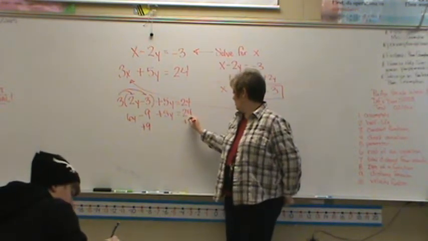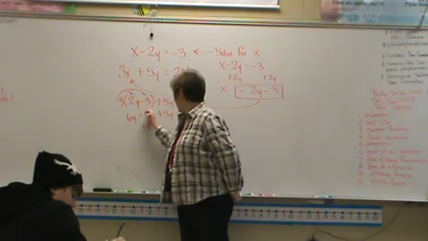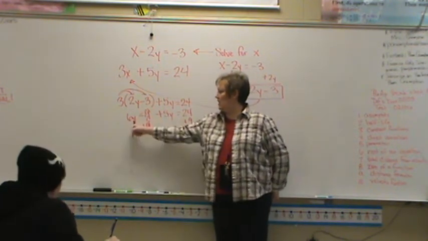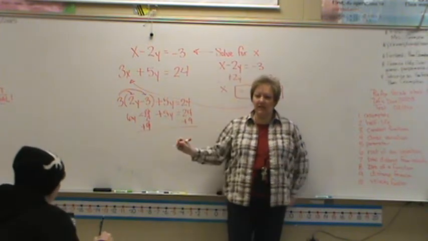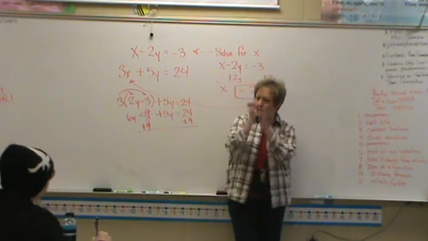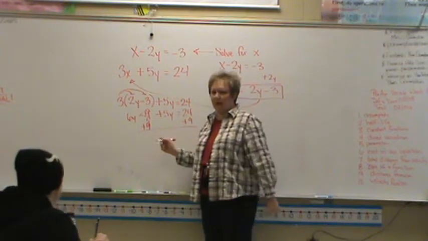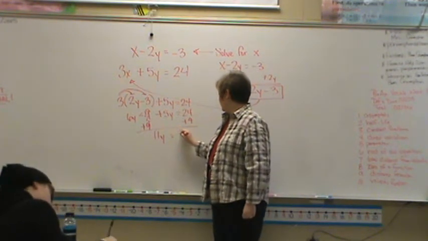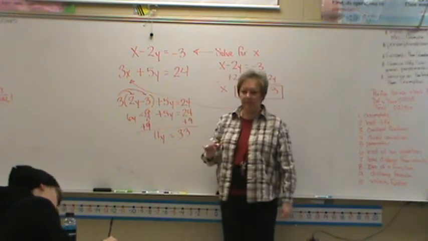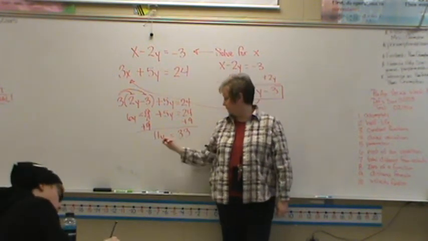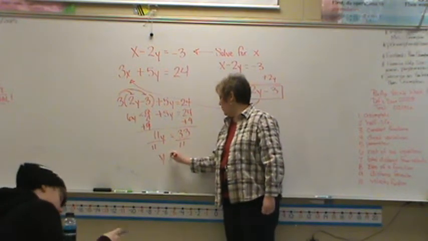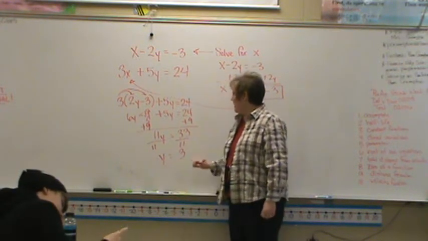What can I do with these 2 things? Combine them. And what do I get when I combine them? 11y and 3. Now what? Divide by 11. Y equals 3.